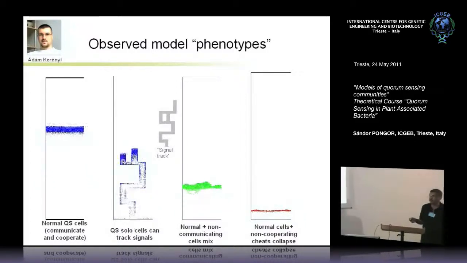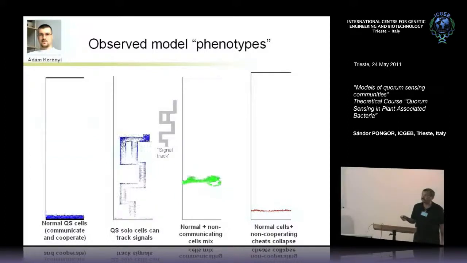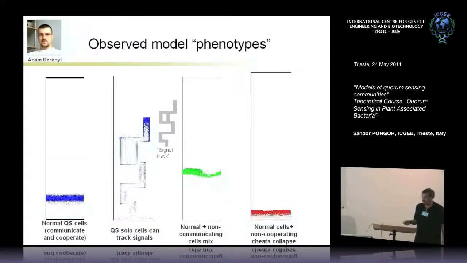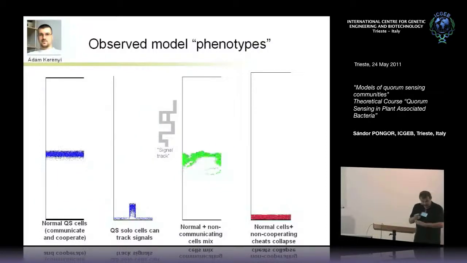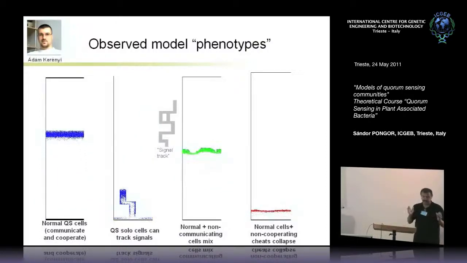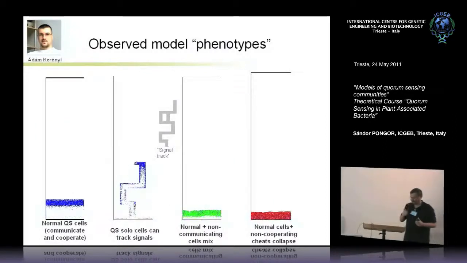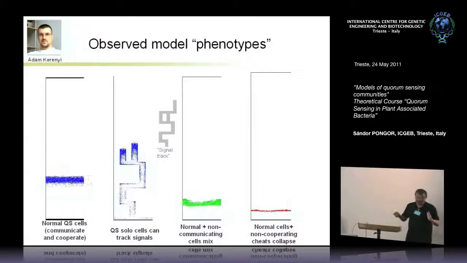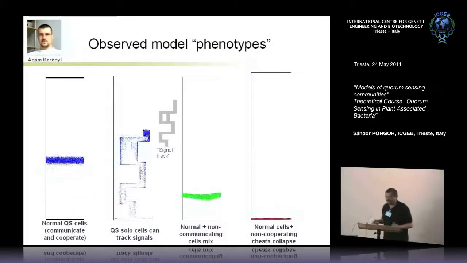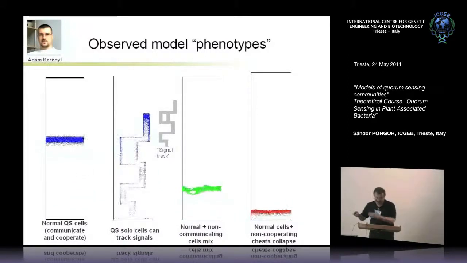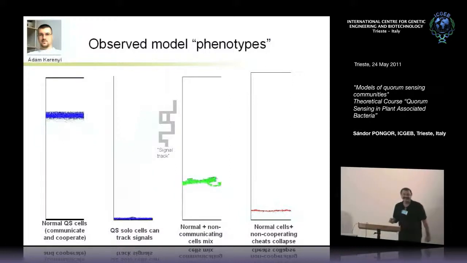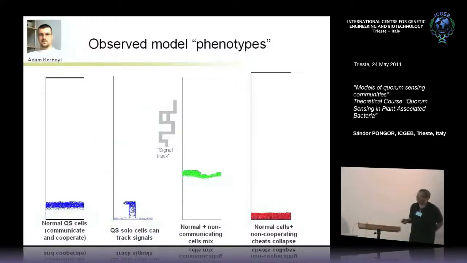First of all, this is a wild-type community. Now we can take a cell from which the synthase gene was deleted. So it is like a perfect solo model. We can call it by other names too.